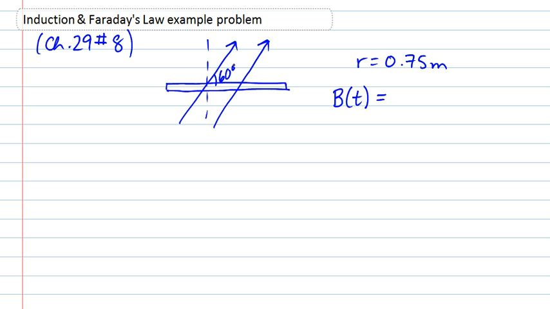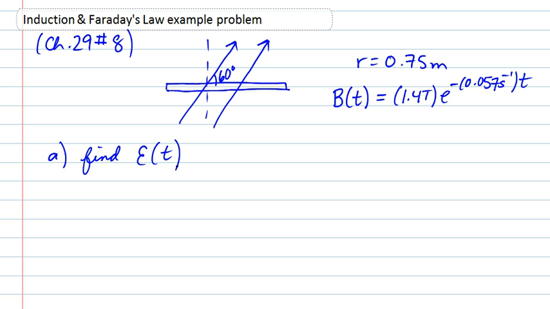So what we have here is a magnetic field that's basically 1.4 Teslas e to the negative 0.057 seconds to the minus 1 t. And so if we want to, in part A, find the EMF as a function of time, we're going to have to use Faraday's law, which says that the electromotive force is equal to negative d flux dt.